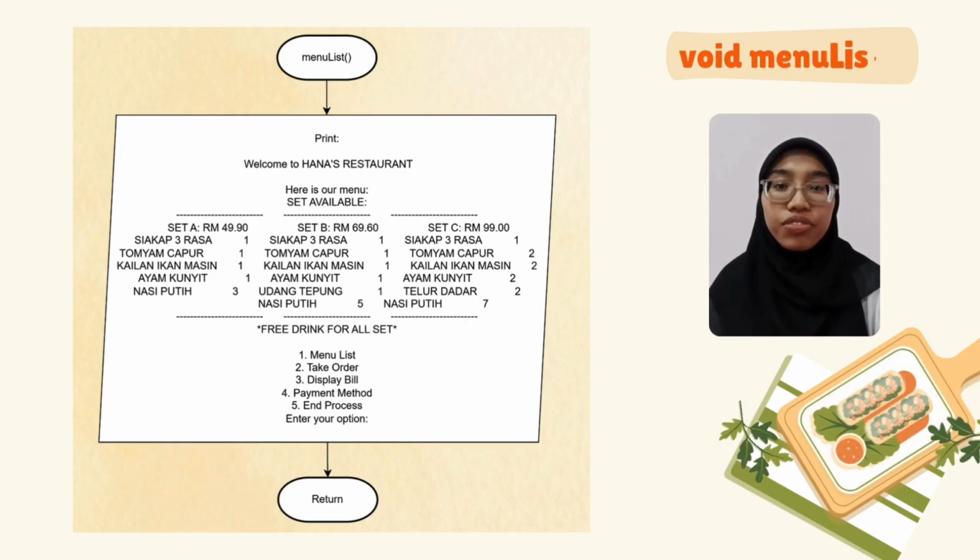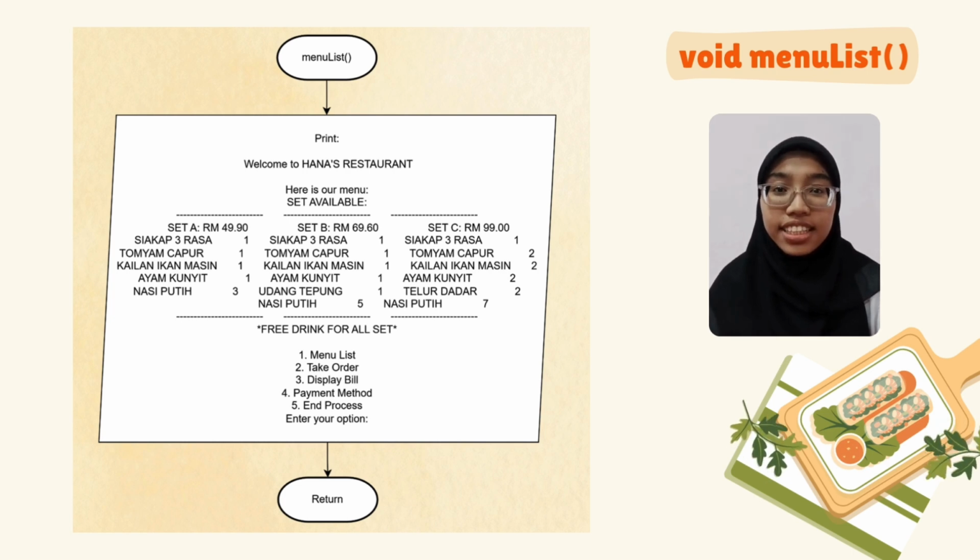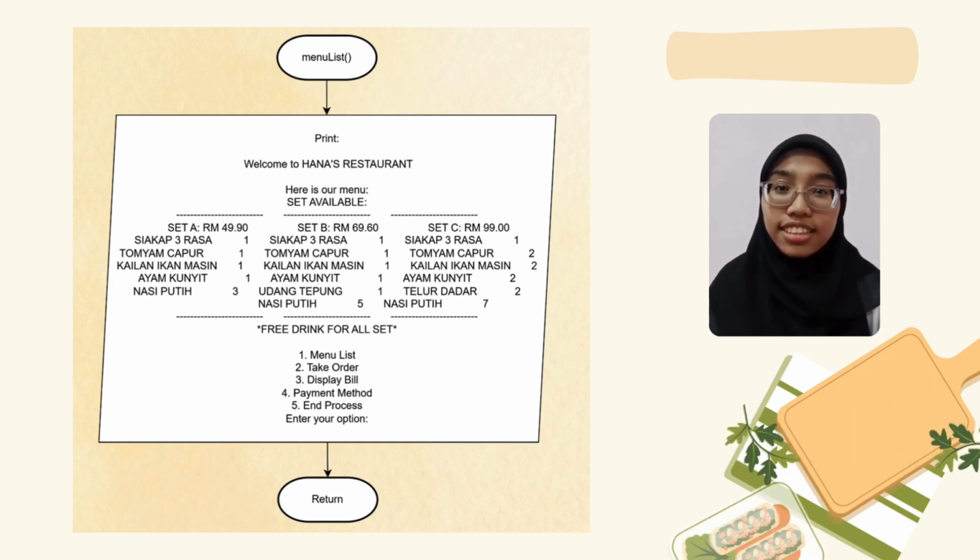Let us go through the flowcharts of the functions. First is the function menu list. This function is very simple, where we just display the list of sets available in Hana's restaurant. After that, the program control will be passed back to the main function.